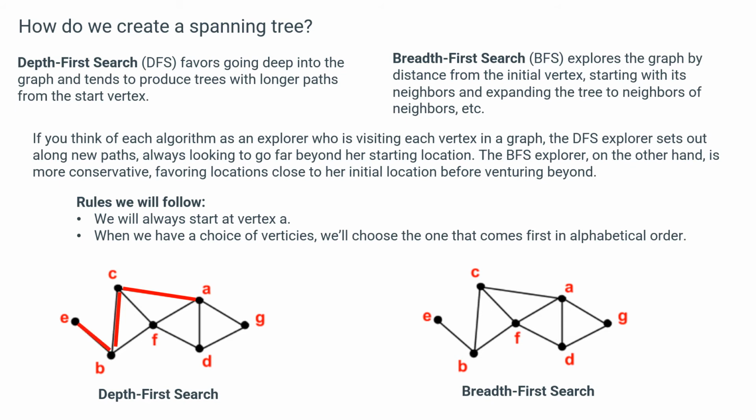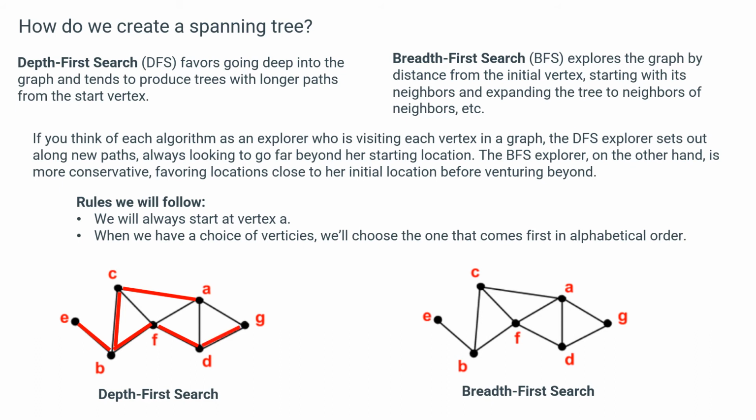Now I'm at a dead end, so I'll just go back to B and figure out where I could go now from B. Well, I can go to F. Remember, we're not going to ever go back to anything that's already been visited, so I'm only looking for vertices that haven't been visited. Okay, from F I can go to D. And from D I can go to G.